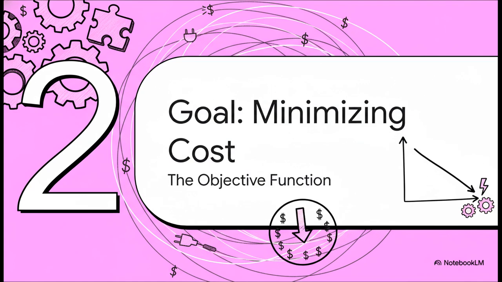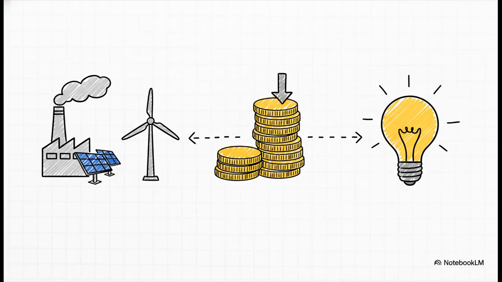Okay, so with that huge challenge in mind, let's build our solution from the ground up. The very first piece of the puzzle is the primary goal of any simple economic dispatch system. So, before we even start to worry about safety, the system has one simple instruction. Find the combination of power plants that can meet our electricity demand for the absolute minimum cost. In the world of optimization, this is what we call the objective function.